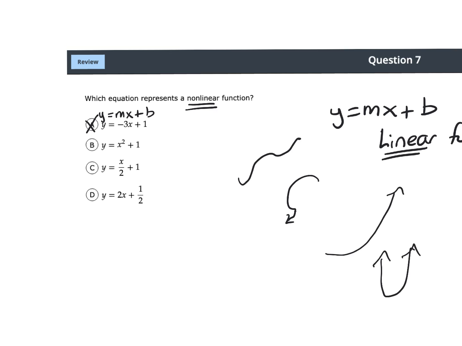So I'm going to jump down to the bottom one, choice D. So you have y equals 2x plus 0.5, or plus a half. So this could also be a linear function.